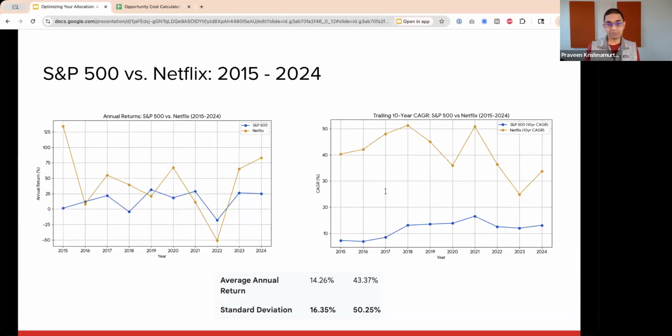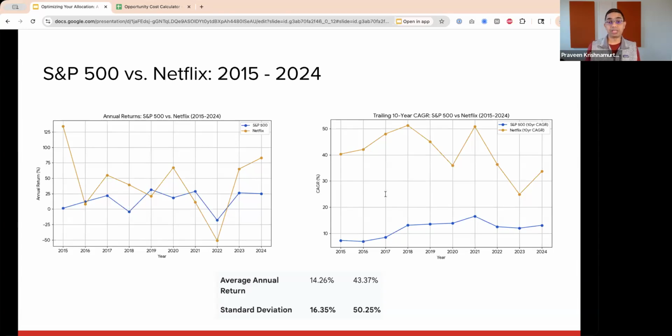As you can see, Netflix has outperformed the S&P dramatically at times, and it also has been far more volatile. The standard deviation of Netflix stock is 3 times that of the S&P 500, and year-to-year swings can be significant.